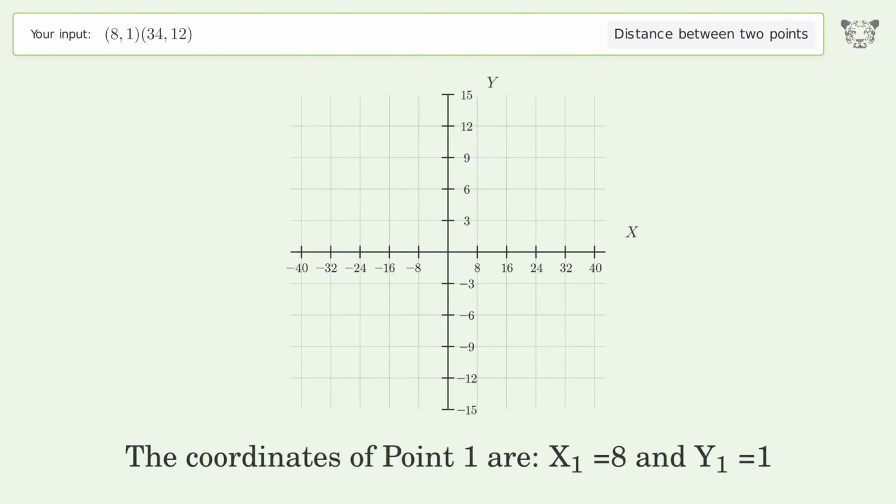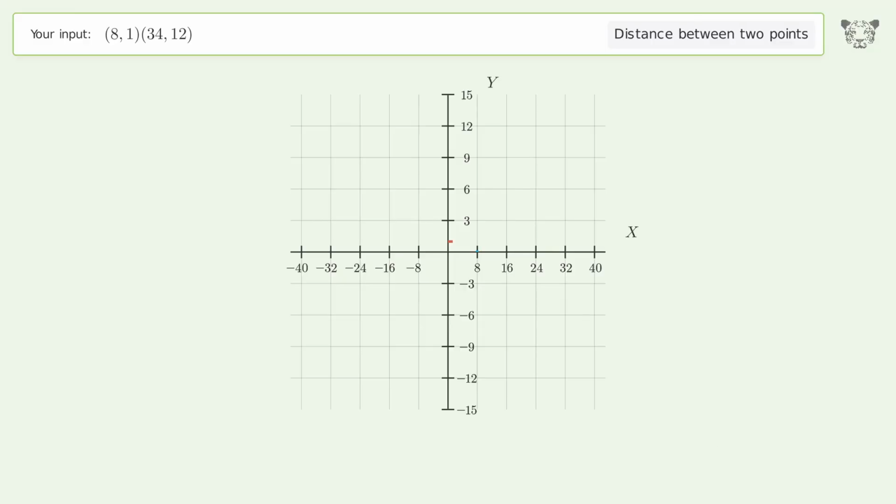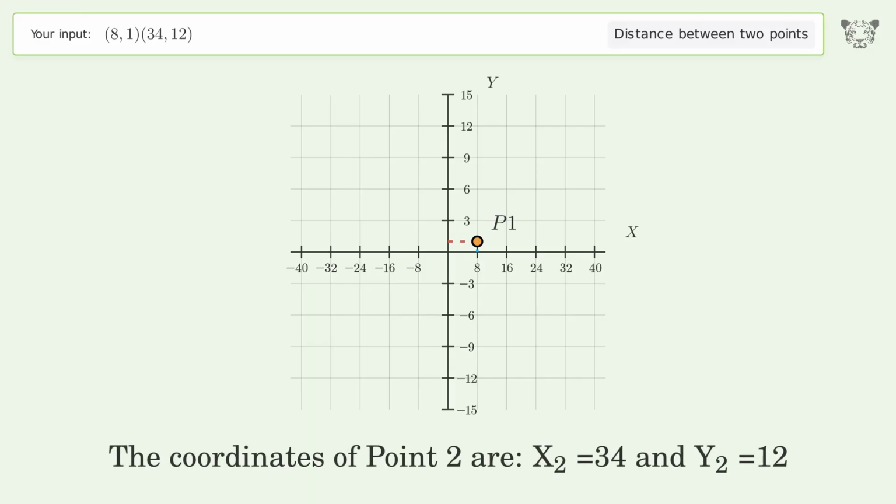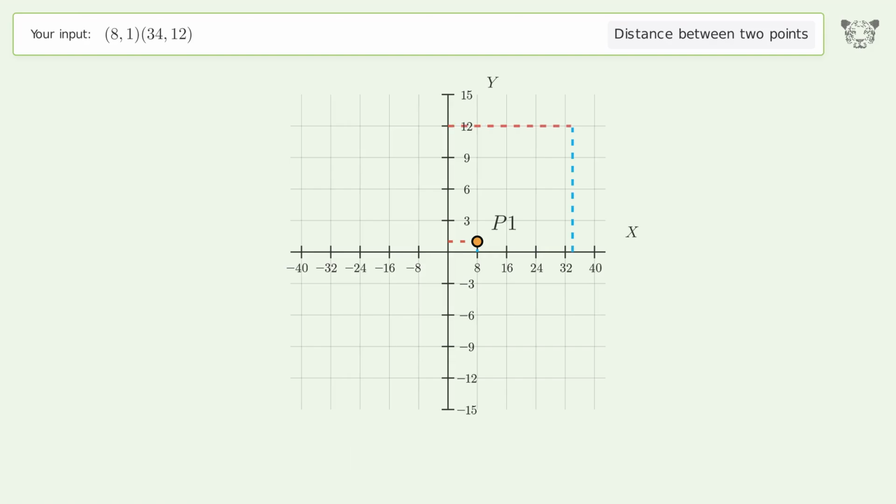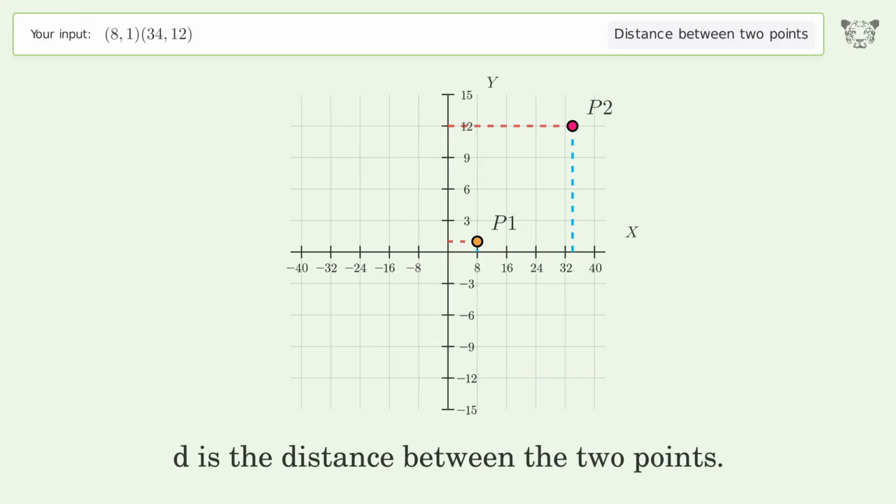The coordinates of point 1 are x1 equals 8 and y1 equals 1. The coordinates of point 2 are x2 equals 34 and y2 equals 12. D is the distance between the 2 points.